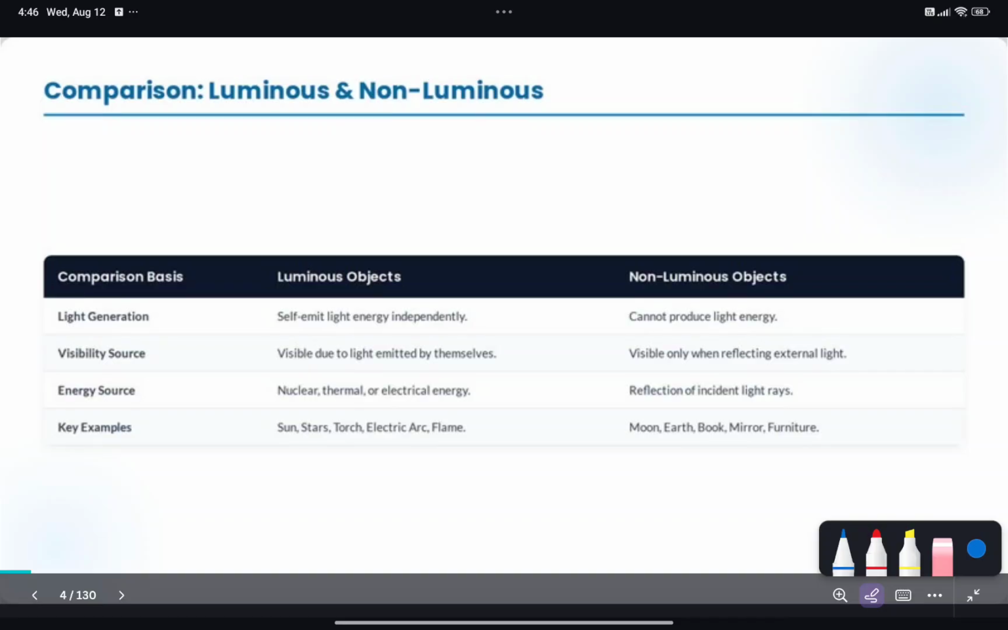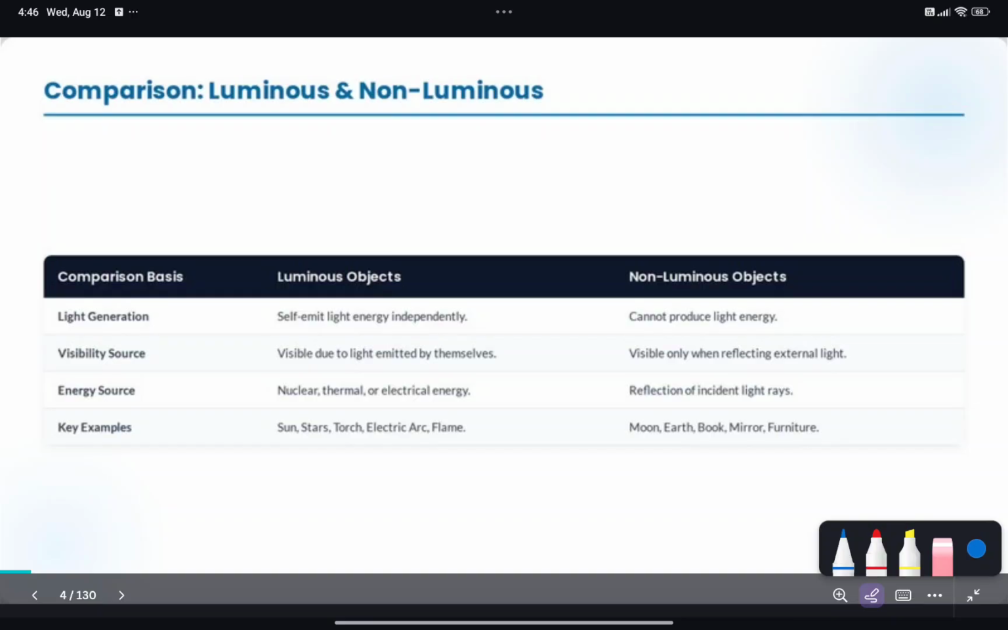Now, visibility source. Luminous bodies are visible due to light emitted by themselves. So that is the reason we are able to see them. Non-luminous bodies are visible only when reflecting external light. Clear or not? Comparing on the basis of the visibility source.